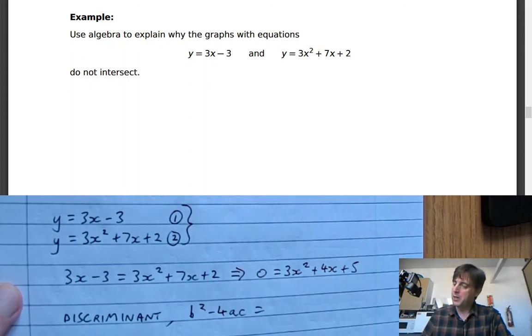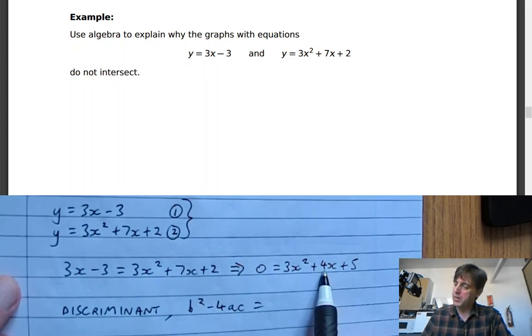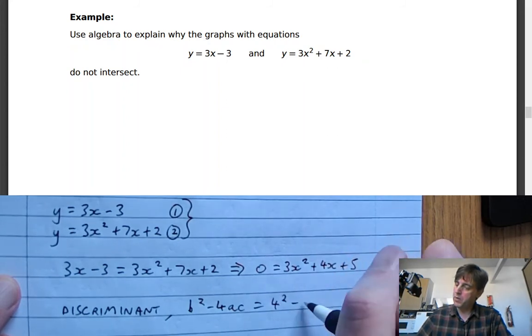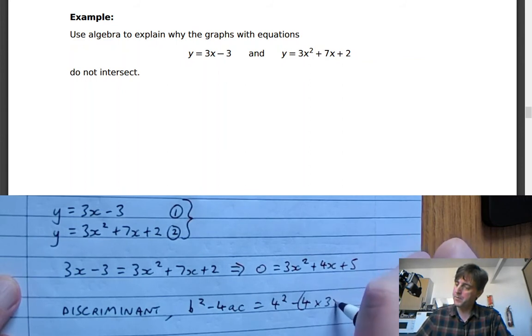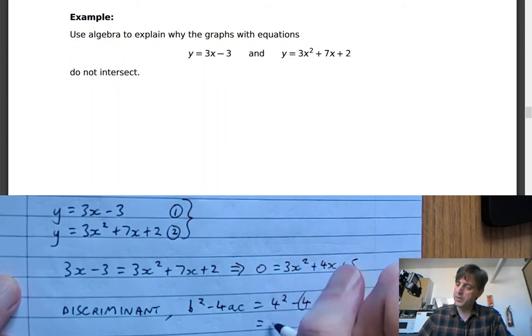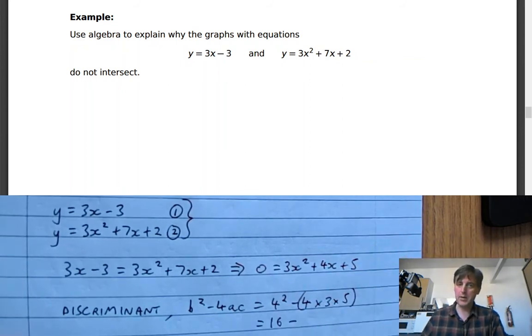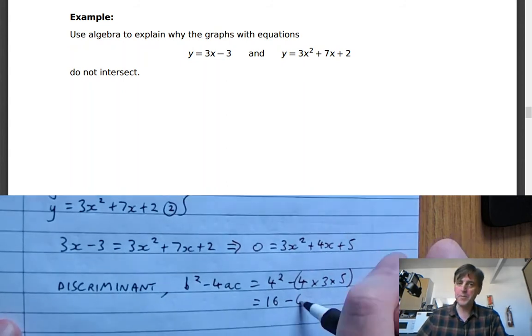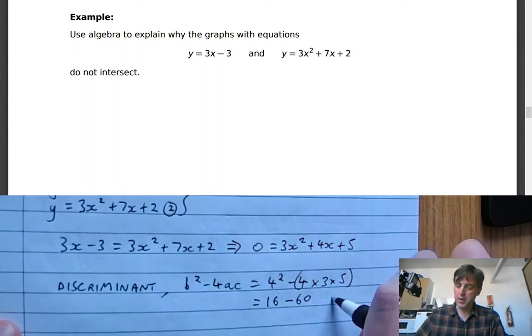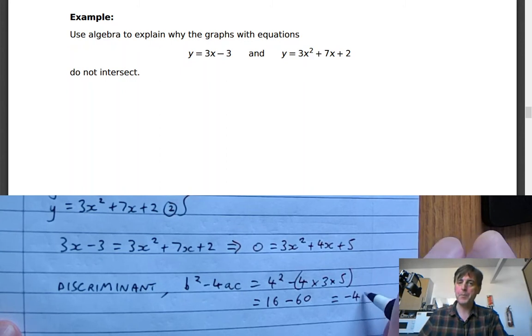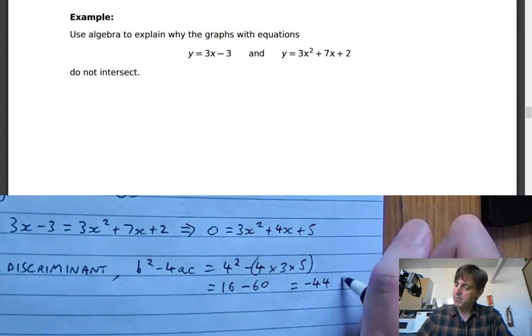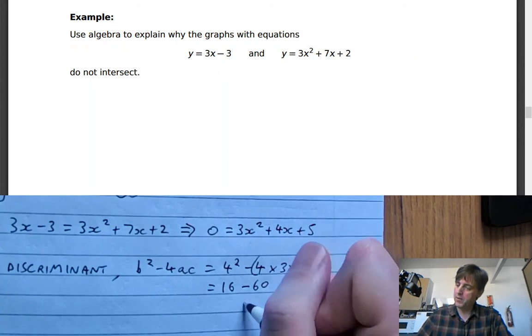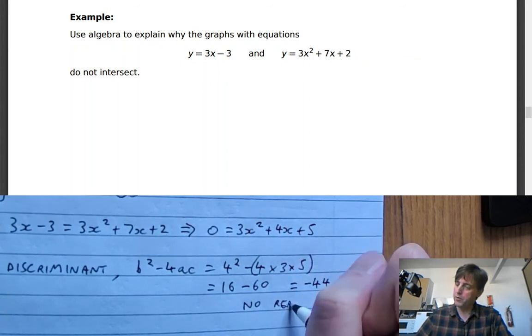Okay, in this particular case, the discriminant is going to equal b squared, so that's 4 squared, minus 4 times a times c, 4 times 3 times 5. Okay, that becomes 16 minus 60, I believe that number here is. And then that all becomes -44. And the fact that that is less than 0 tells us that we have no real roots to our quadratic equation.